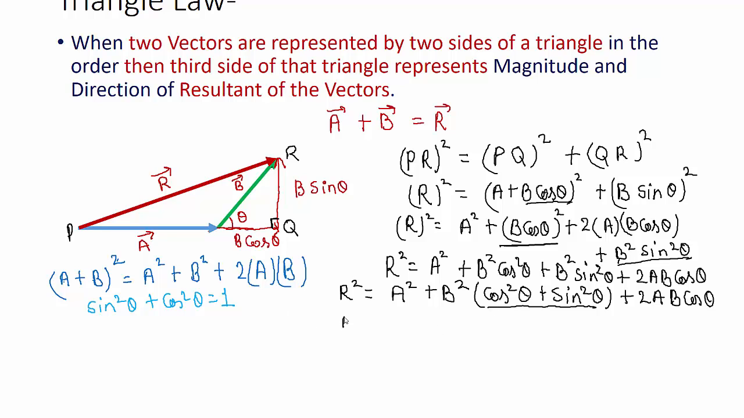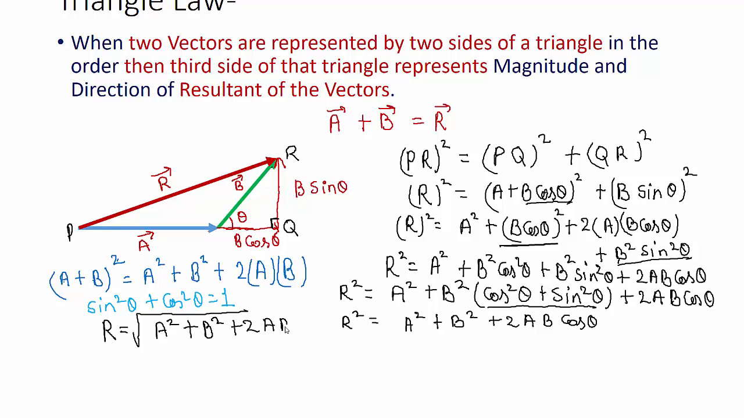We can put here sin squared theta plus cos squared theta equals 1. So it would be like r squared equals a squared plus b squared plus twice ab cos theta. So that will give us r equals root of a squared plus b squared plus twice ab cos theta. This formula is used to find the magnitude of resultant vector.